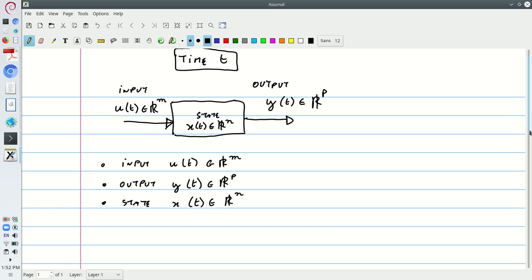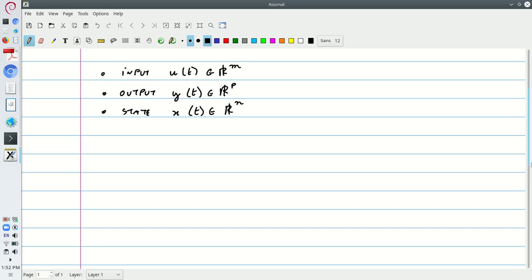Okay, this still doesn't tell us how mathematically these quantities are related. So for every dynamic system, we are going to assume that there are potentially two possible representations.